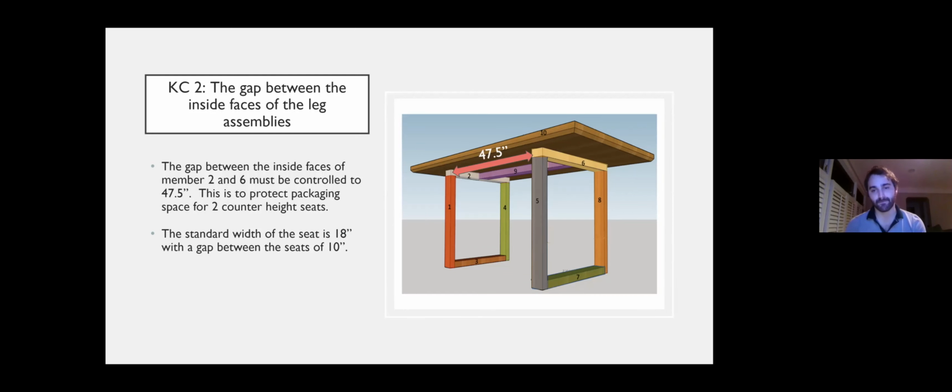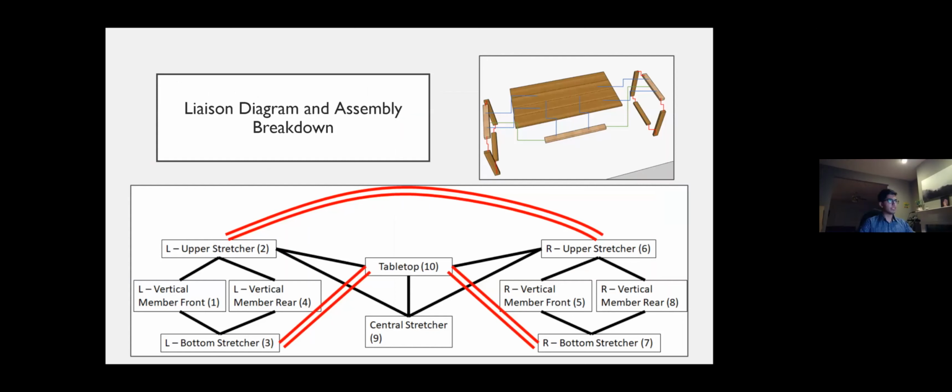Next slide, please. And as you can see here in the top right picture, we have a breakdown of the assembly. The assembly shows connections between the upper stretcher, where the numbers we were using are shown below, to the 2 vertical members, along with the bottom stretcher to the 2 vertical members. These make the 2 individual leg assemblies on the left and on the right, and they are joined, shown in green, as the attachment to the central stretcher. All 3 are then joined to the bottom of the table using those blue elbow connectors.